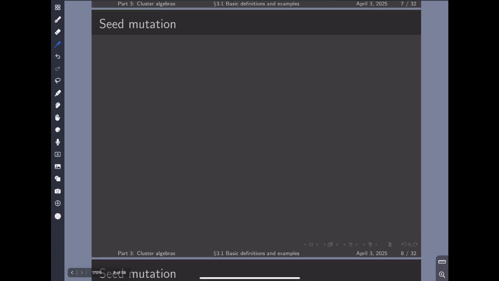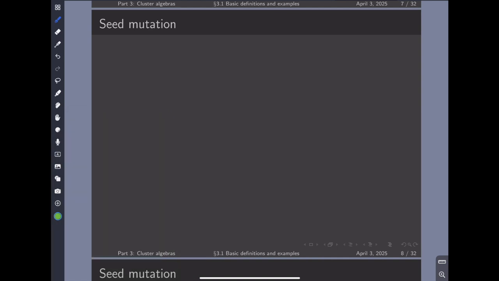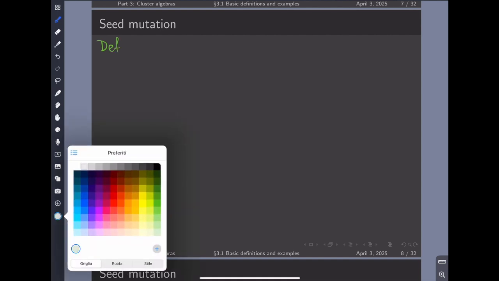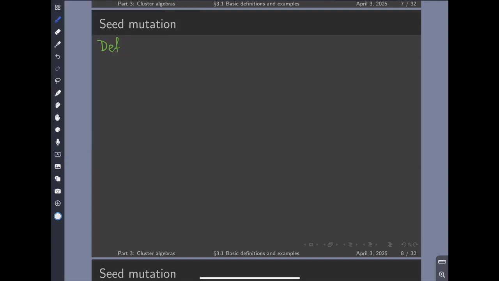Okay, now seed mutation. So as I said, what we have seen so far is only the combinatorial datum and how the mutations of the combinatorial datum look like. So now it's on the more algebraic side. Definition. A seed.